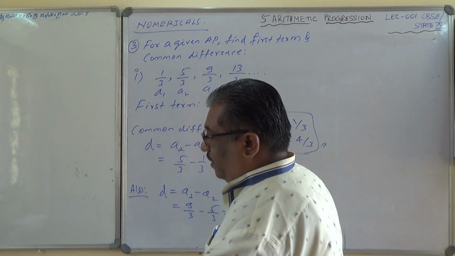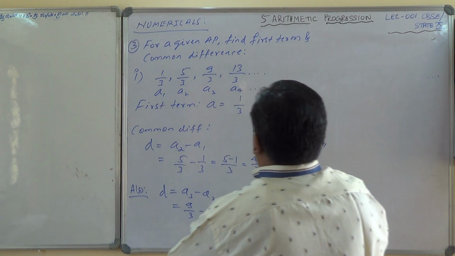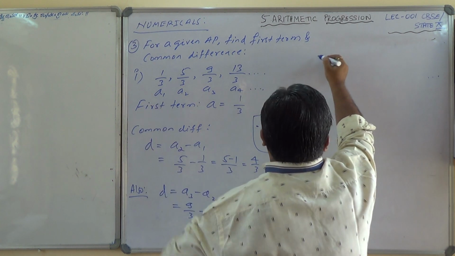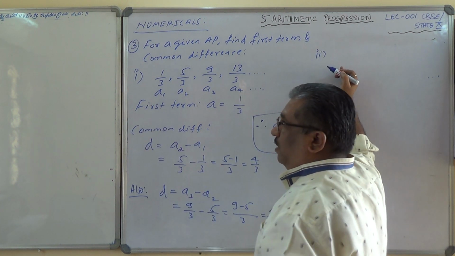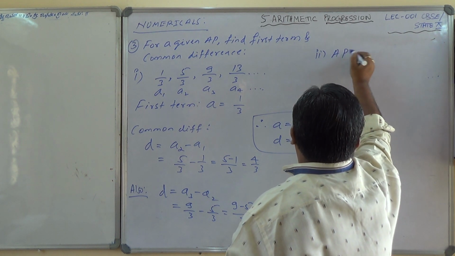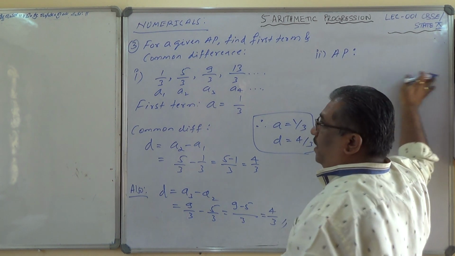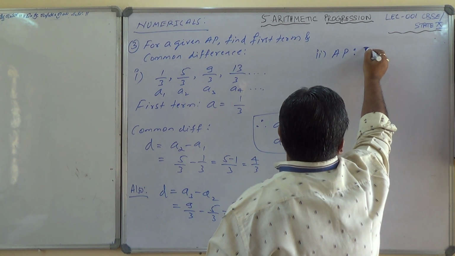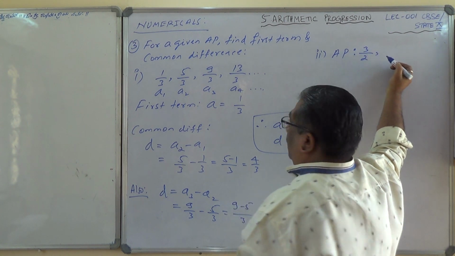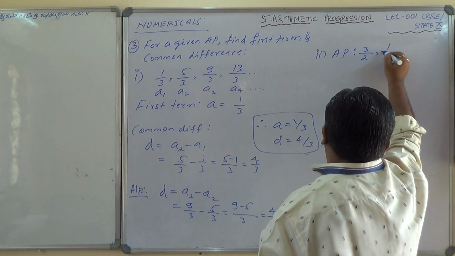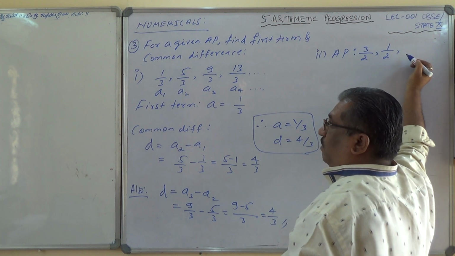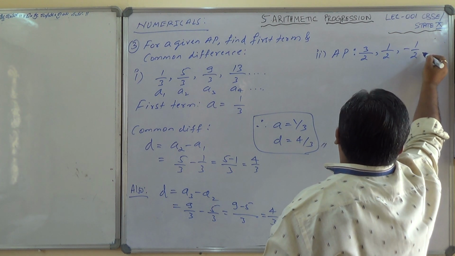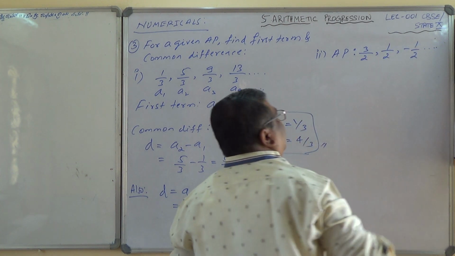Second, what is that you have to find out? For a given AP, find the first term and the common difference. Second problem out of this one. AP is given by 3 by 2, 1 by 2, minus 1 by 2, dot dot dot. This is what it is given.